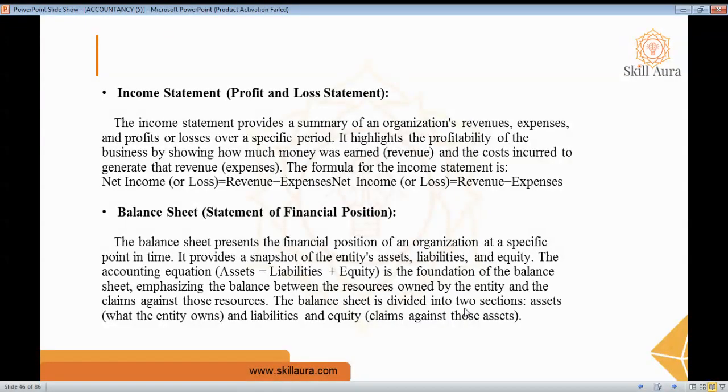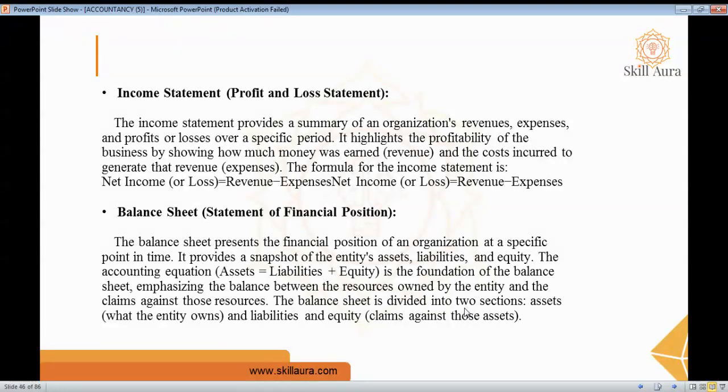First one is the income statement. It is also called the profit and loss statement. Here it shows the company's revenue, expenses, and net income or loss over a specific period of time. It mainly helps us in assessing the profitability and the performance of the business.